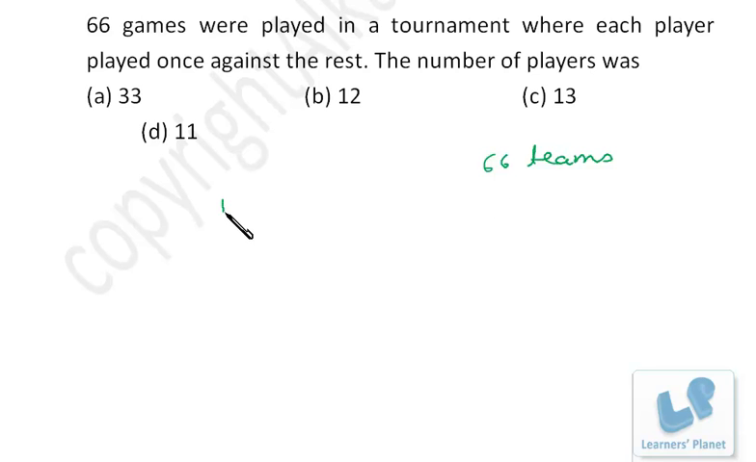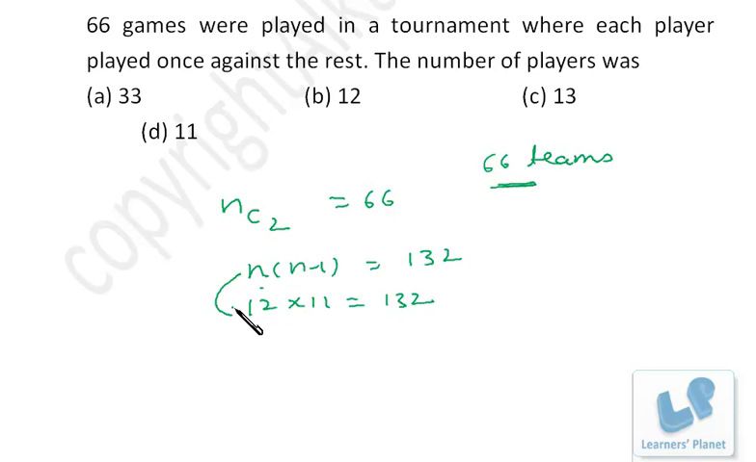Now I suppose n persons are there, right? If each team takes 2 persons, how many combinations will I get? That is nC2, right? Each team consists of 2 persons, so the number of teams will be nC2. Now nC2 is 66, right? nC2 is n(n minus 1) by 2, and that is 66, so n(n minus 1) is 132, right? Now these are two consecutive numbers and their product is 132, so it's 12 into 11 is 132. That means n is nothing but 12, right? So the number of players was 12. I hope you are clear.